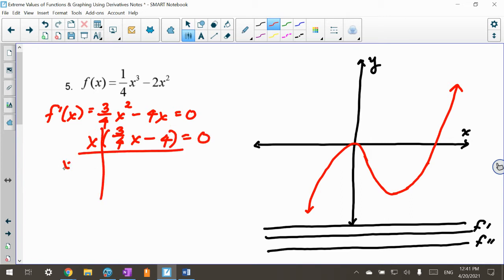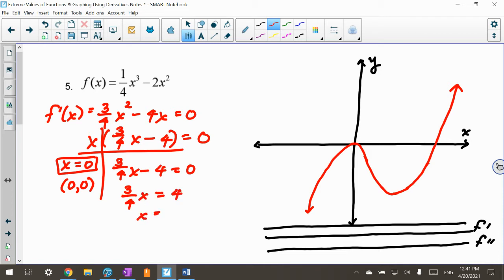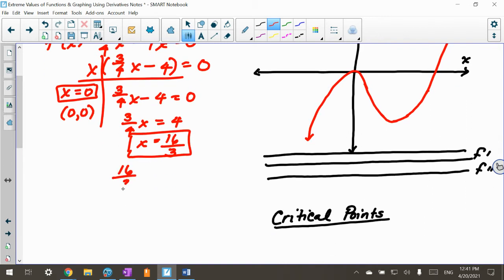So I now know x is going to be 0 as one of my points. And we already showed it was (0, 0). So it's the y-intercept, the x-intercept, and now it's a critical point as well. And then I have 3/4 x minus 4 equals 0. 3/4 x equals 4. x is going to be 16/3. Okay, so I know the point is going to be 16/3, something, and when I plug in 16/3, I get negative 18.963. So this is kind of where I get where my lows and highs are.